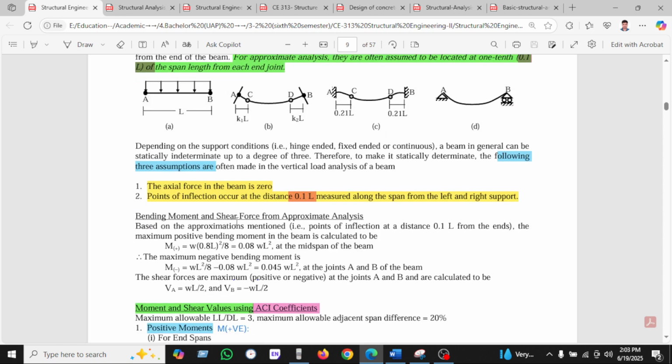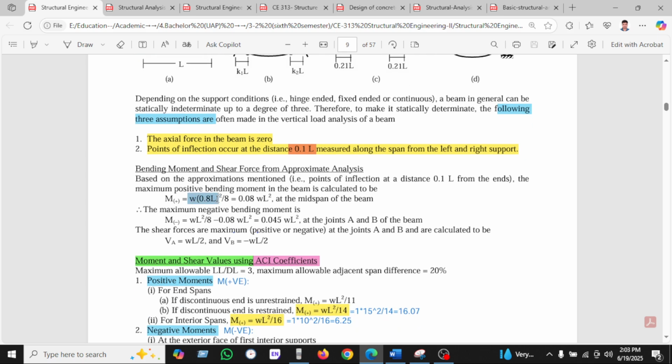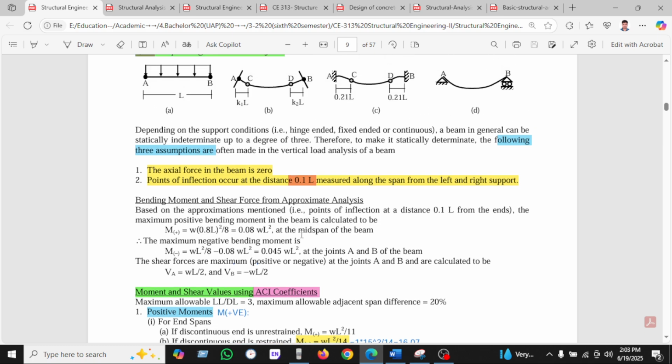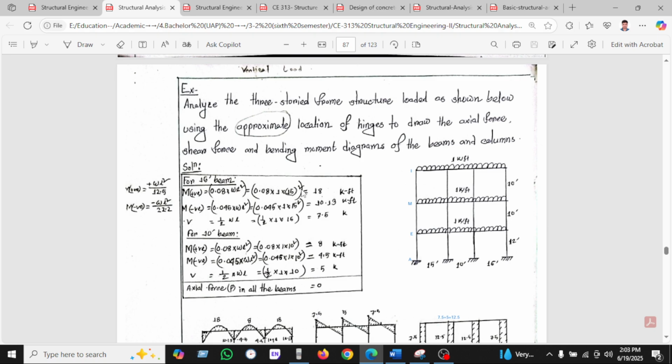Okay, so for the bending moment and shear force of the approximate analysis, the moment will be wL square divided by 8, which is 0.08 L square for the midspan. For the negative moment, we will find wL square by 8 minus 0.1 L square, which is 0.045 L square at joints A and B. For the shear force, at joint A it is wL by 2 and at B it will be minus wL by 2.